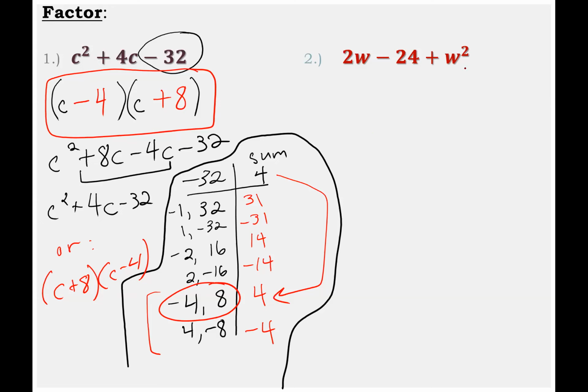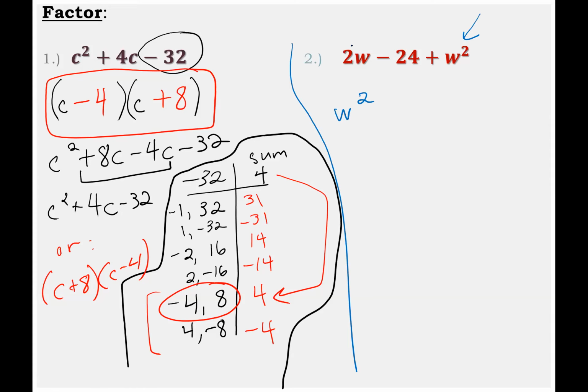Okay, so number 2 on the slide we're working on. This one should look very different to you. It should look out of order. We want our trinomial to be in descending order. We want the squared term to be first. So if you go back to our first slide, it was x squared plus bx plus c. So the x squared should come first. In this case, it's w squared first.